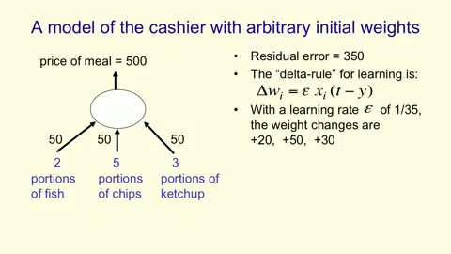And so our change in the weight for fish will be 2 times 10. We'll increase that weight by 20. Our change in the weight for chips will be 5 times 10. And our change in the weight for ketchup will be 3 times 10. That'll give us new weights of 70, 100 and 80.